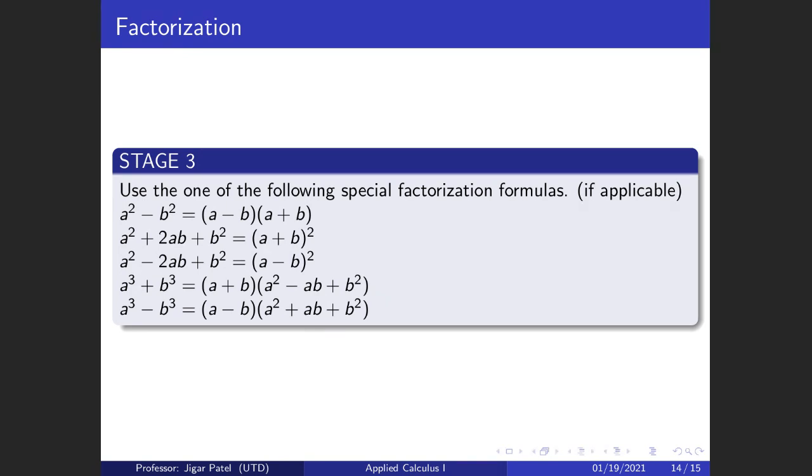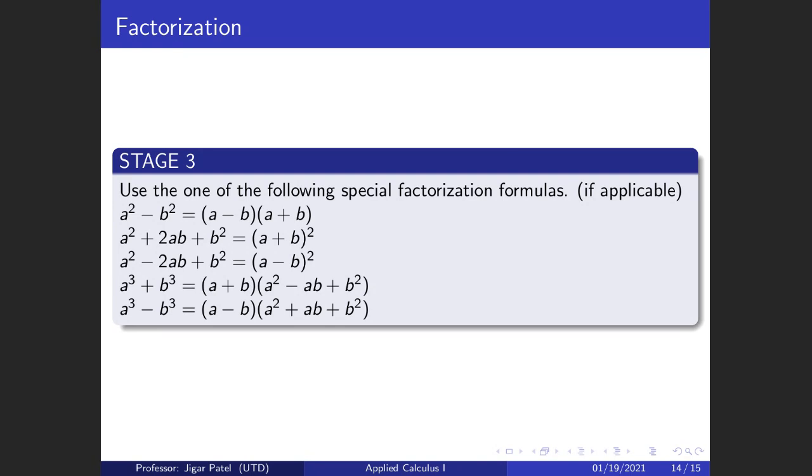If there are only two terms with a negative sign in between, and both terms' cube roots are known to you, then you can use the last formula. (a minus b)(a square plus ab plus b square) is the factorization of a cube minus b cube. All right. So these are all three techniques that we are going to use to factorize any polynomial. You may wonder, what if none of these techniques helps us to factorize the polynomial?